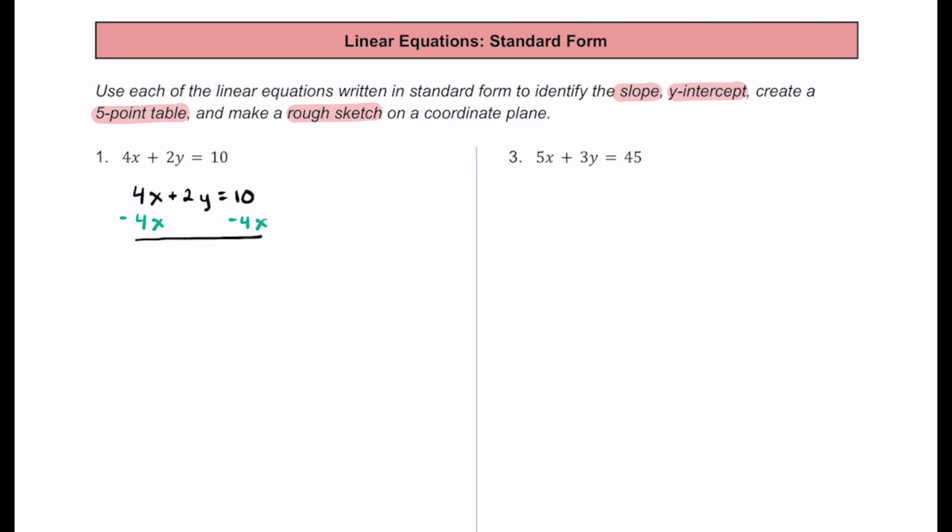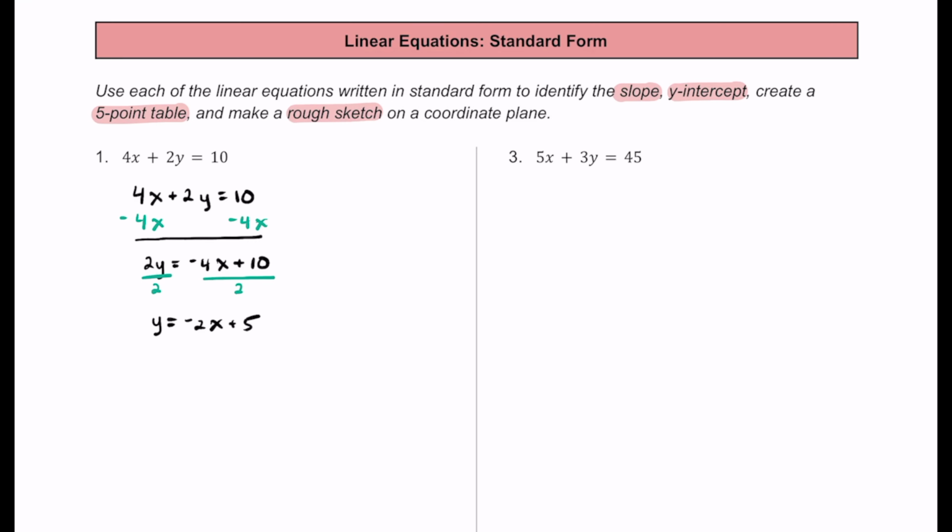Taking away 4x from both sides, we're going to get 2y is equal to negative 4x plus 10. Okay, at this point we're a little bit closer to getting what we want. We just need the coefficient for y to be 1 instead of 2. So let's divide everything by 2 here. On the left side, 2 divided by 2 is just 1, or 1y. Y is equal to, and then this negative 4 divided by positive 2, that's going to be a negative 2, so a negative 2x. And then this positive 10 over positive 2, 10 divided by 2 is a positive 5. All right, so this right here is our slope-intercept form.